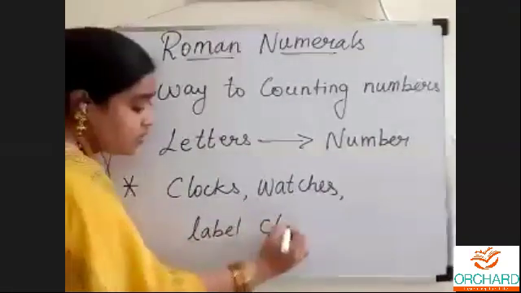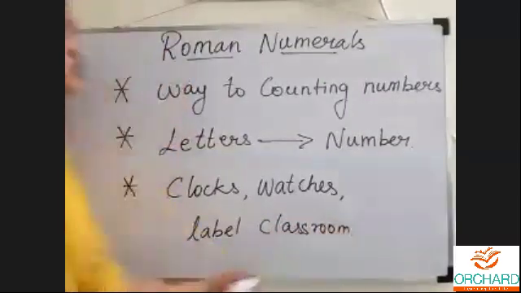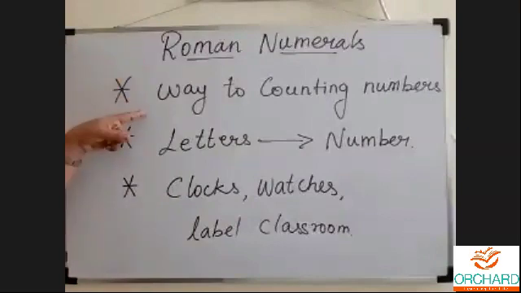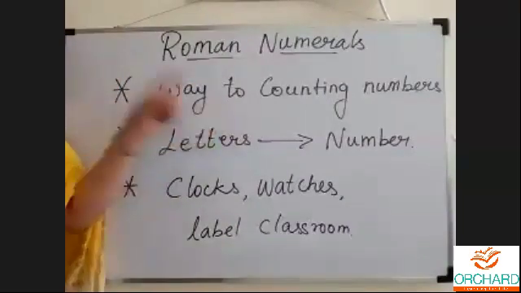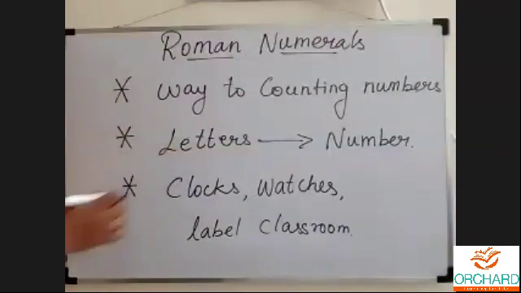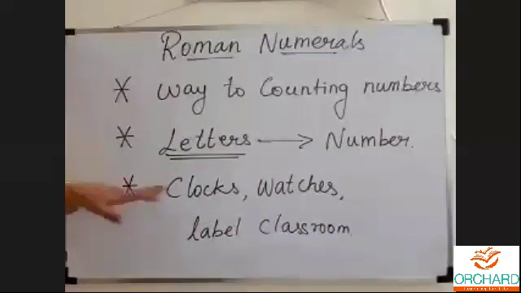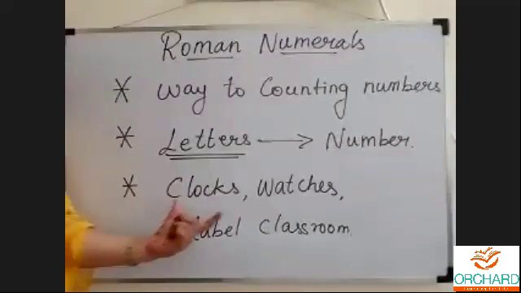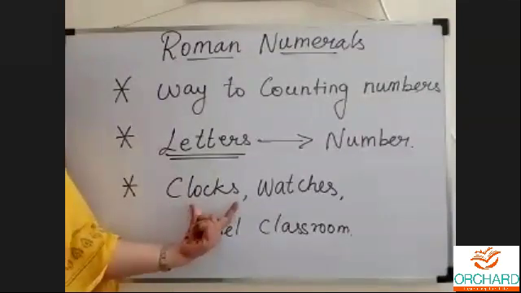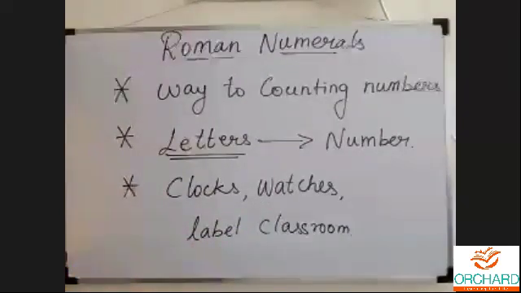Once again I repeat. Roman numeral is a way to count the numbers. In ancient times Romans used letters to write the numbers. Roman numerals we are using in our daily life, for example, clocks, watches, and the labels of classrooms. Now the next one, what we had learned in the last class.